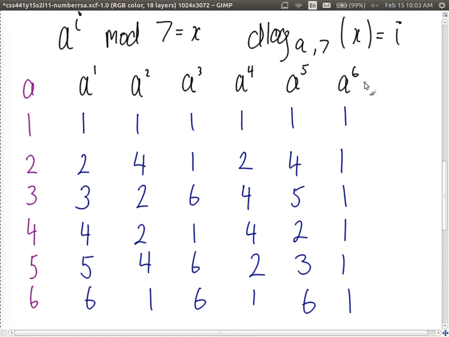So the second row here, if A is 2, if the answer is 4, what's the exponent? If x is 4, the discrete log, base 2, mod 7, what's the index i? Base 2, the answer is 4. The index is either 2 or 5. We don't have a unique answer there. We don't want this case. In cryptography, when we apply the discrete logarithm, we want a unique answer. Here, we don't know which is the answer.